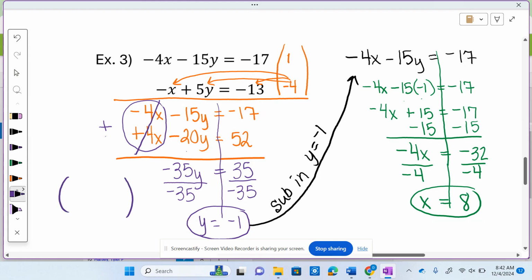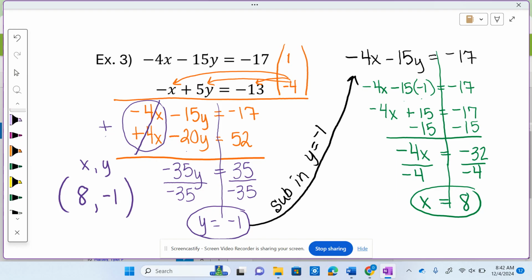All right. Isaac, what is my solution? Remember that it is an x, y ordered pair. What is my solution? 8, -1. Perfect. How do we feel about this? Okay. Questions?